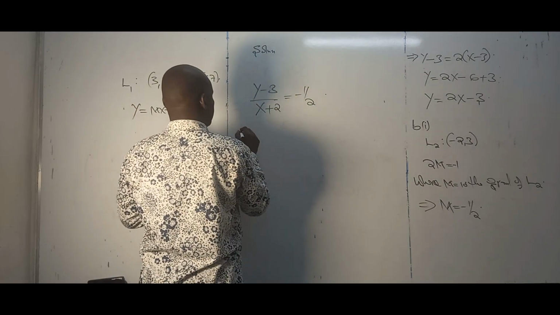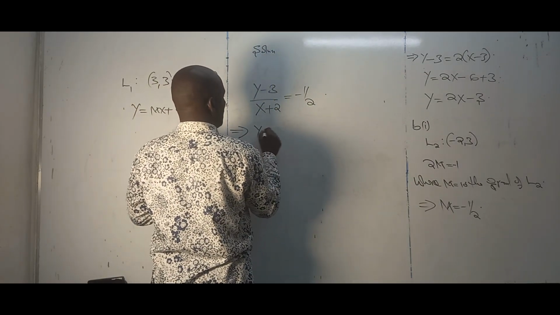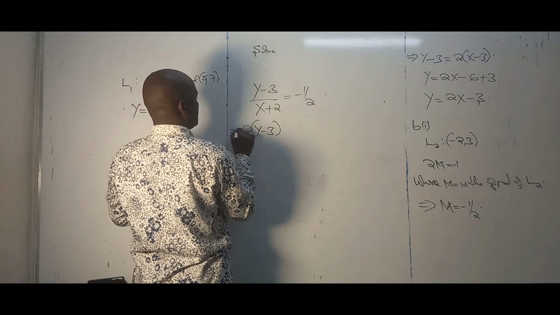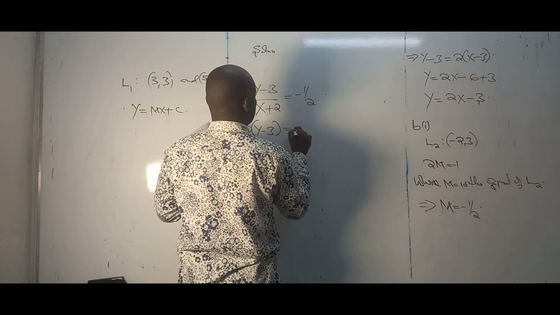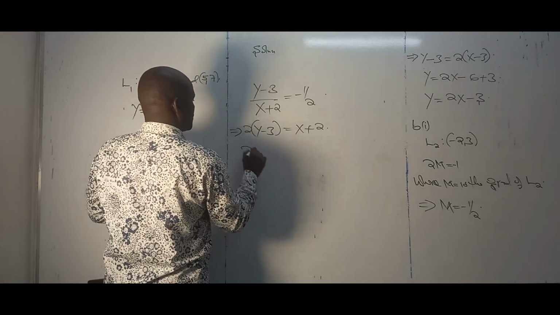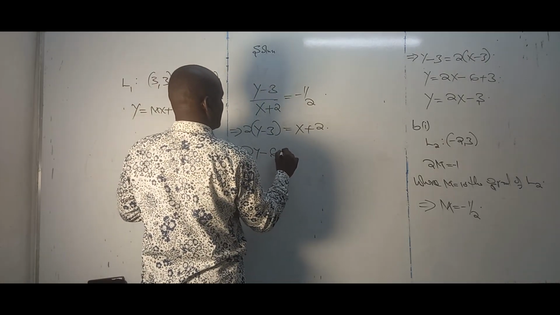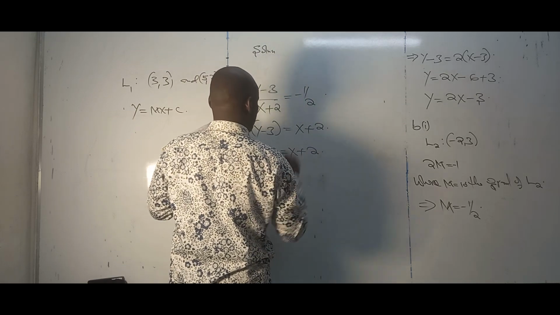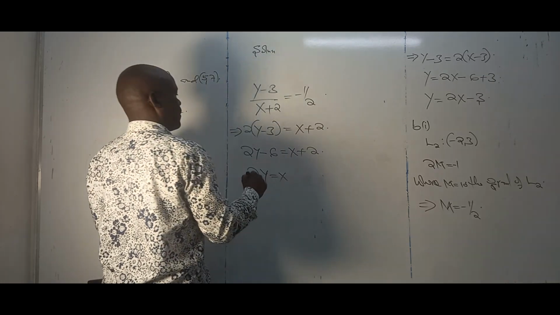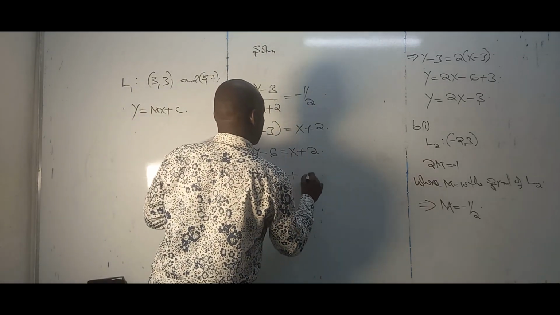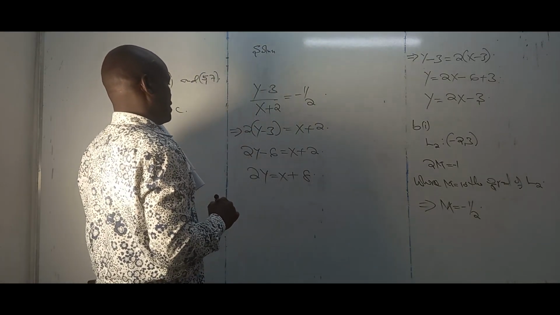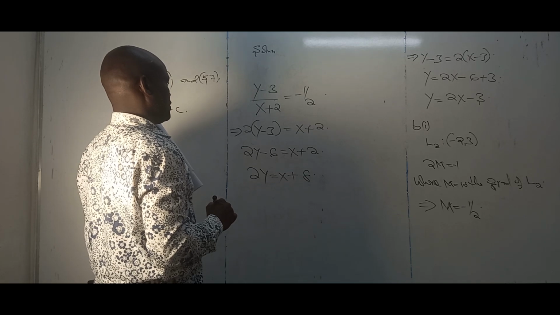So I cross multiply, that should imply that 2 times y minus 3 is equal to x plus 2. That means that 2y minus 6 is equal to x plus 2. And therefore 2y will be x plus 8. Just a minute.